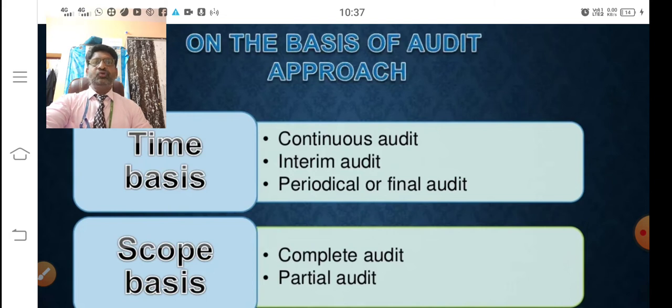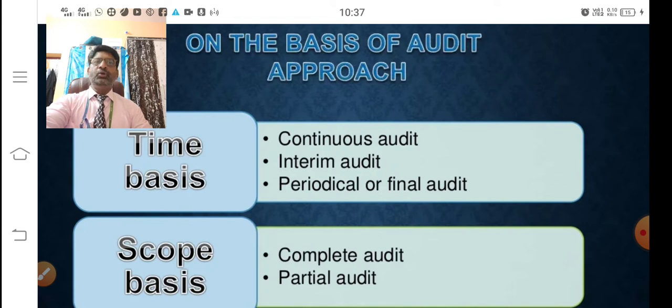On the basis of scope, the audit can be divided into two. One is complete audit, another one is partial audit. What is meant by complete audit? Complete audit is a kind of audit under which all records and books of accounts are audited by an auditor. A partial audit is a kind of audit, the scope of which is limited.